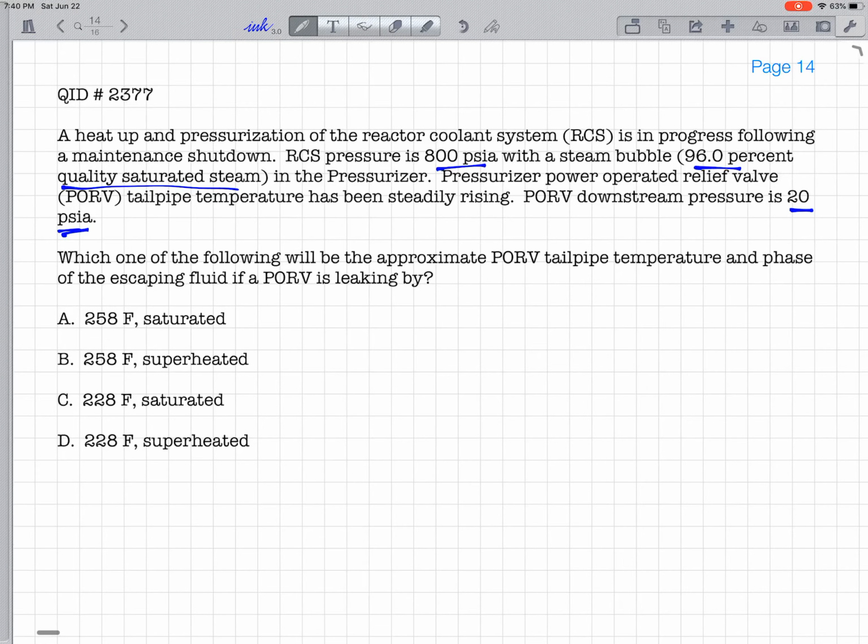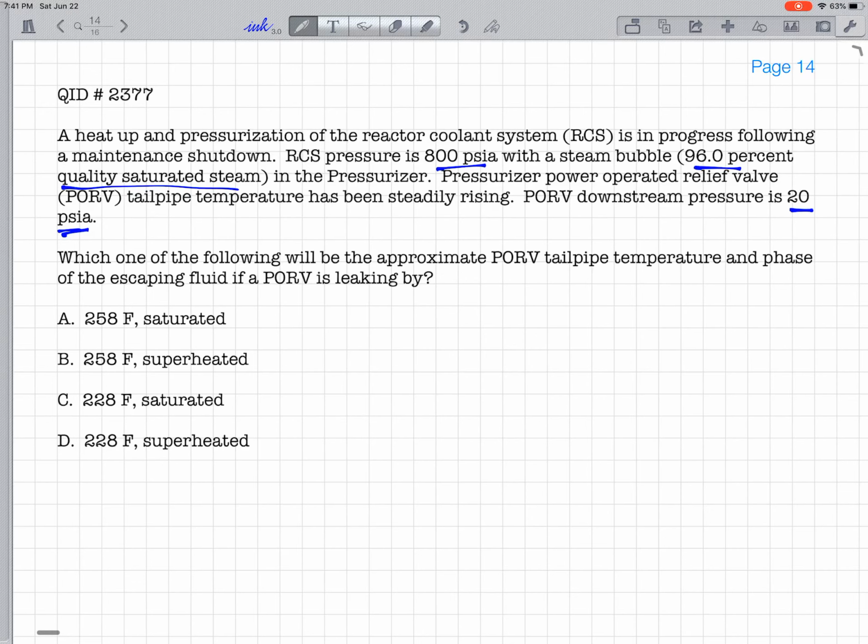A heat up and pressurization of the reactor coolant system, RCS, is in progress following a maintenance shutdown. RCS pressure is 800 pounds absolute with steam bubble, 96% quality saturated steam in the pressurizer. Pressurizer power operated relief valve, or PORV, tailpipe temperature has been steadily rising. PORV downstream pressure is 20 psia. Which of the following will be the approximate PORV tailpipe temperature and phase of the escaping fluid if a PORV is leaking by?